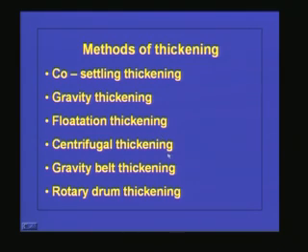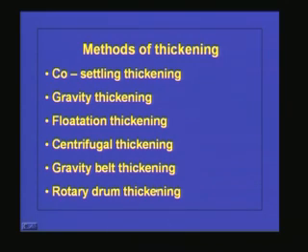And in gravity belt thickening, what is happening? The sludge will be placed on a belt and the belt will be moving, and with respect to time, whatever water is present in the sludge will be gradually oozing out, and we will be getting a relatively concentrated sludge towards the end of the belt thickener.